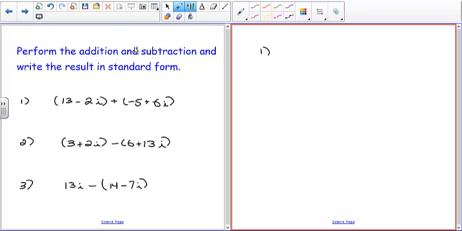So in this first one, you had 13 minus 2i plus -5 plus 6i. So you can kind of regroup things. So you have 13 plus -5. So those are the real parts. And then you have -2i plus 6i. And in this case, i is kind of like x in that we have each thing multiplied by i. So we just add the coefficients in front. So here we have 13 plus -5, which would be 13 minus 5, which is 8. And then we have -2 plus 6, or 6 minus 2, which is 4, and i. So that's the answer for the first one.